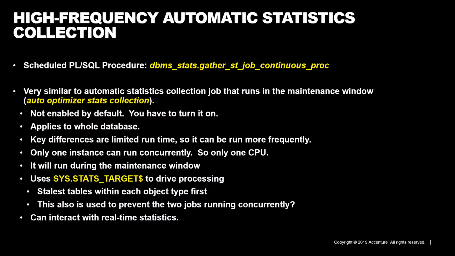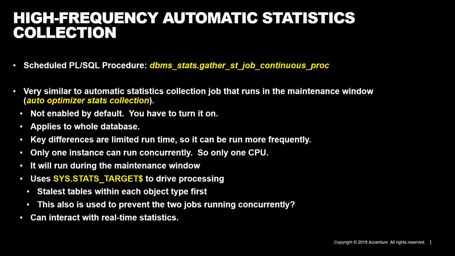I'm going to turn my attention now to the second feature, high-frequency automatic optimizer statistics collection. Quite a mouthful, but that's what Oracle call it. It's a new procedure in the DBMS stats package. It's very similar to the automatic statistics collection job that runs in the maintenance window that we've been used to since Oracle 10. However, it's not enabled by default. You have to decide to turn it on. And when you do, it applies to the whole database. You have no discretion in that.